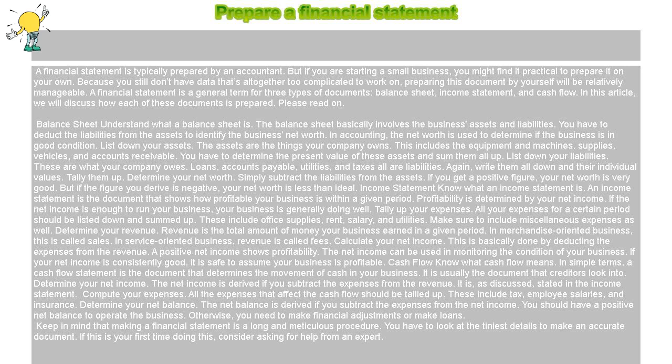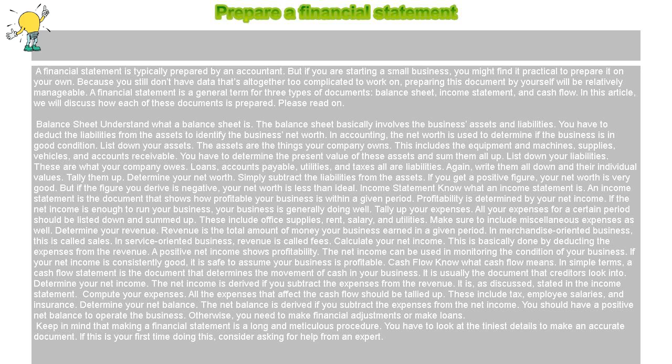List down your assets. The assets are the things your company owns. This includes the equipment and machines, supplies, vehicles, and accounts receivable. You have to determine the present value of these assets and sum them all up.